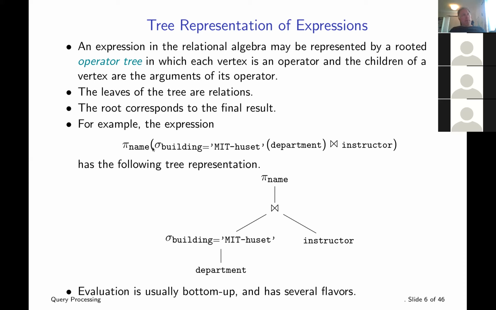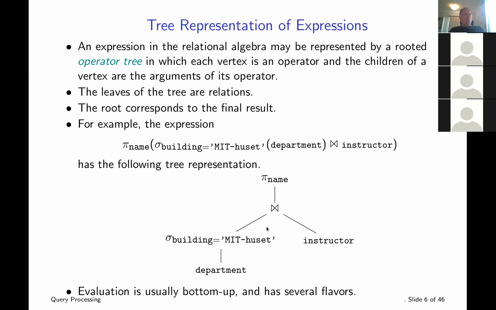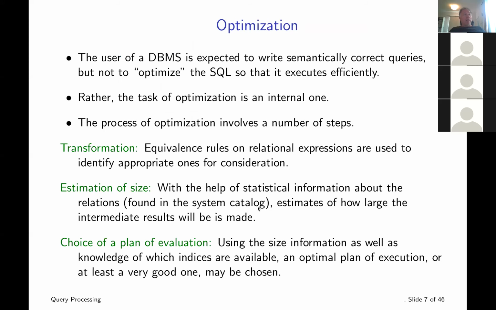Now notice this might be the actual expression that came out of the analysis, where you are saying, give me the name, and then I want the building to be Meet-Husit, where I take of a department. Well, let's see here. No, this is the same thing. I'll come to this in a second. Another way of doing this is we could actually compute the join of department and instructor, and then apply the selection over that. That would be a less efficient way. So we're going to come to that in a second here.